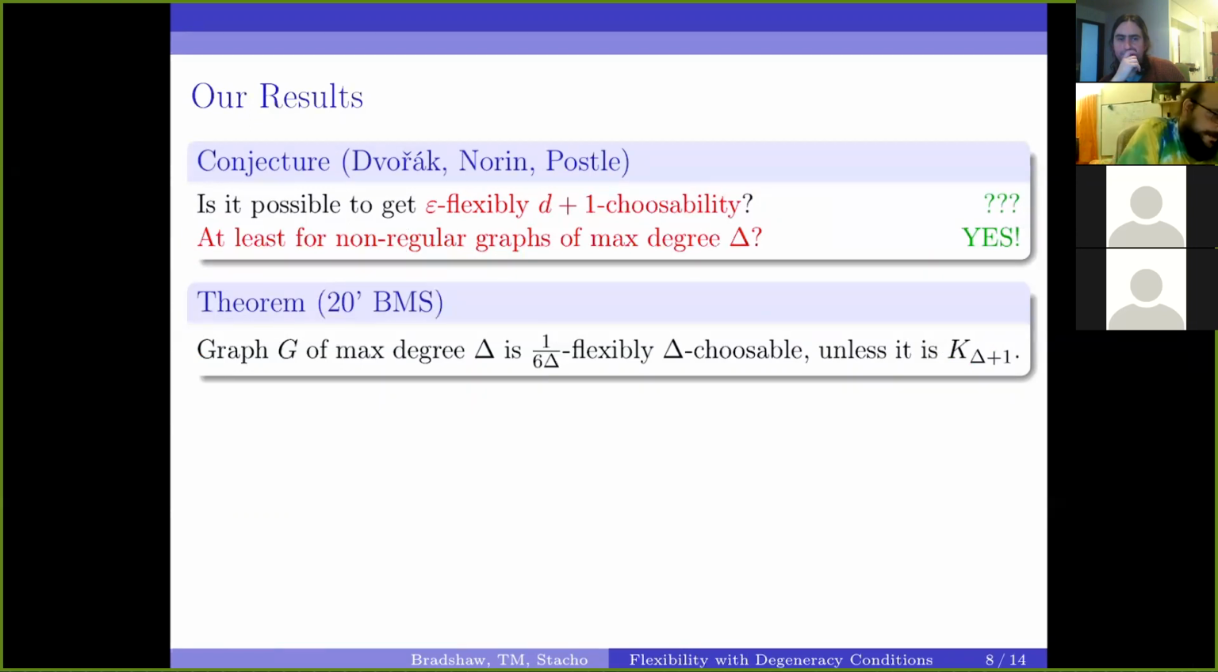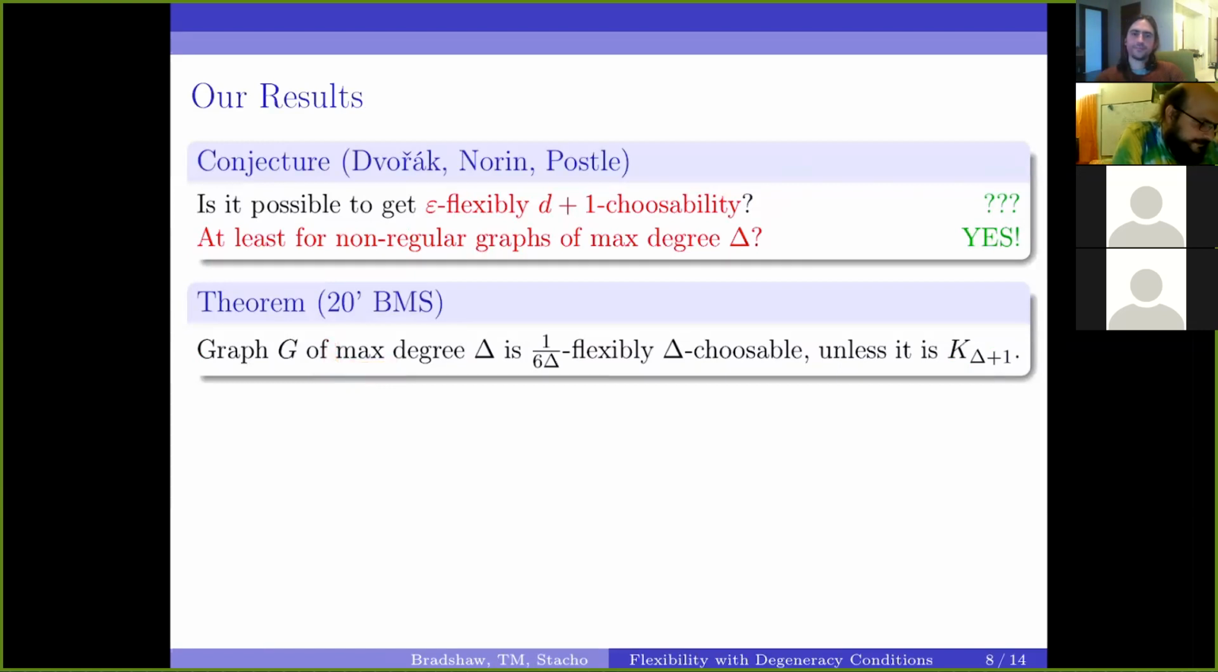So we don't know. We cannot show the conjecture, but we can show at least this part. So we can show that non-regular graphs are actually degree choosable, right? Because they are delta minus 1 degenerate. So this is our statement. We have it for graphs in a slightly stronger form. So let me say it again.